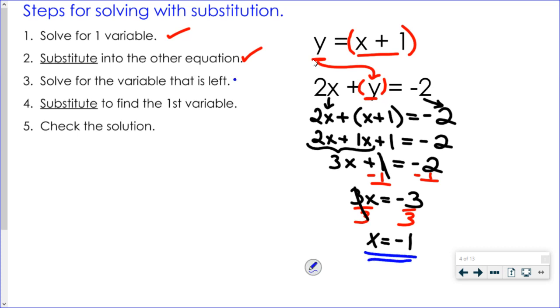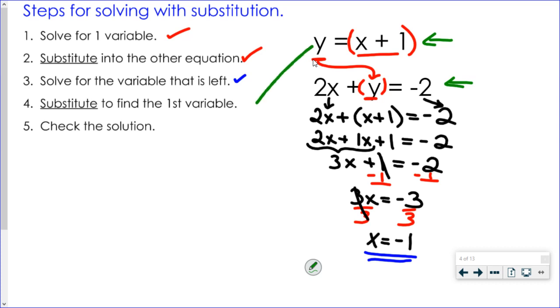Okay, step 3 done. Step 4, now I'm going to substitute to find the other variable. So back to either one of these equations, you can use either one. I'm going to use the top one because it just seems a little easier.